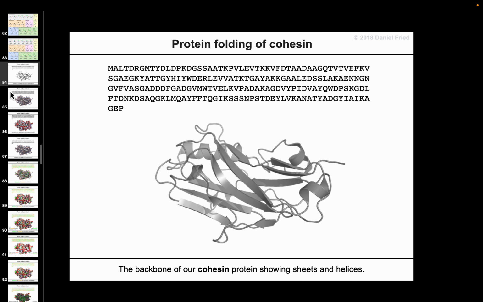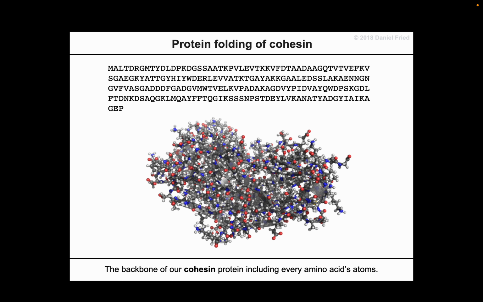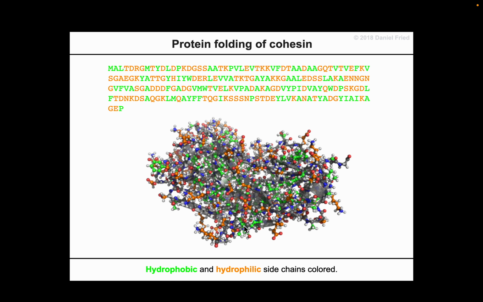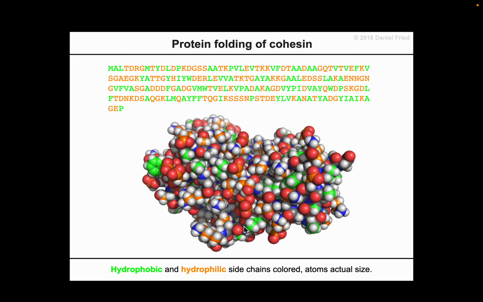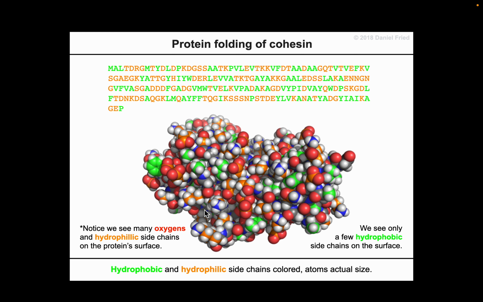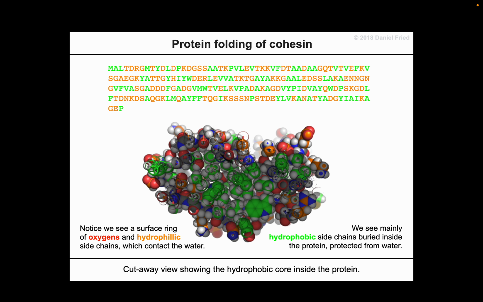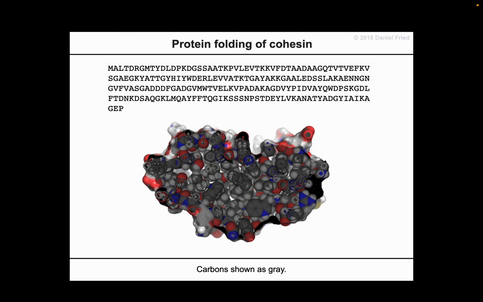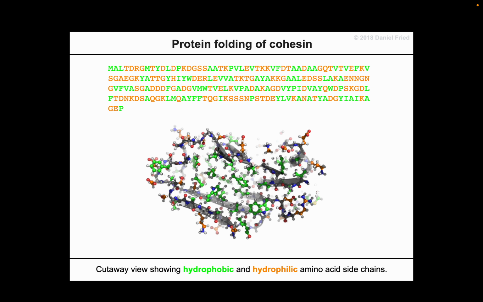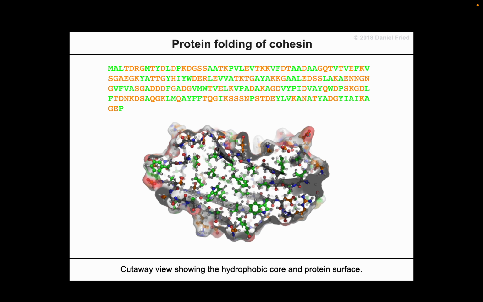And so let me show you the back. So here's atoms at exercise. Here are the color codings. Side chains on the protein. We see few hydrophobic side chains on the surface, because the wave view shows a hydrophobic core inside the protein. Carbon is shown as gray. Cutaway view showing how amino side chains.